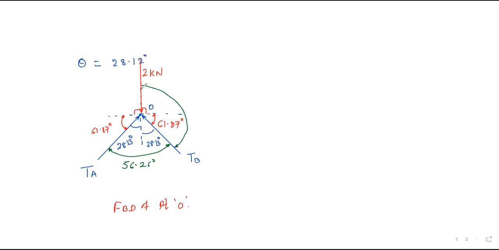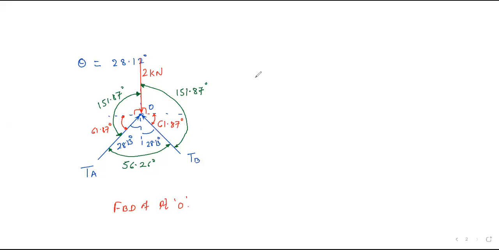Now between 2 kilonewton and TB, what is the total angle? 151.87. Okay. Now these two forces, TA and 2 kilonewton, what is the total angle? Same, 151.87. Okay, now we have got the angle between the forces.